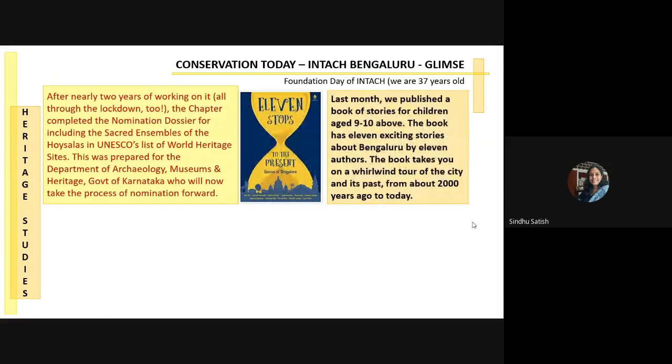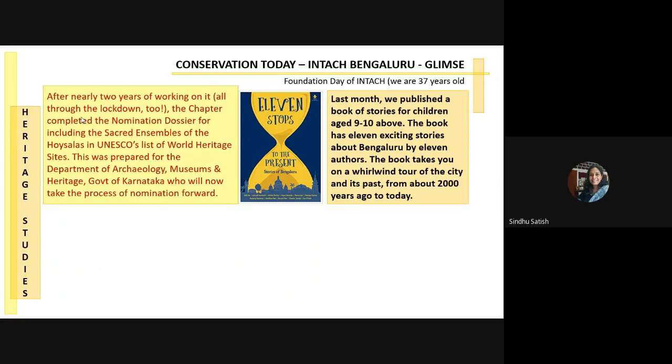And of course, let's come back to the urban context and look at what's happening here. I'm talking about INTACH Bangalore because I'm from Bangalore and I'm more comfortable talking about it. I know this place, but INTACH is doing an immense amount of work in all the regional chapters. These are the recent achievements of INTACH. The very important one is that for 2 years they were working on a nomination dossier for including all the sacred ensembles of Hoysala temples in the UNESCO list of World Heritage Sites. That was a major project, and they have already finished it and submitted it.